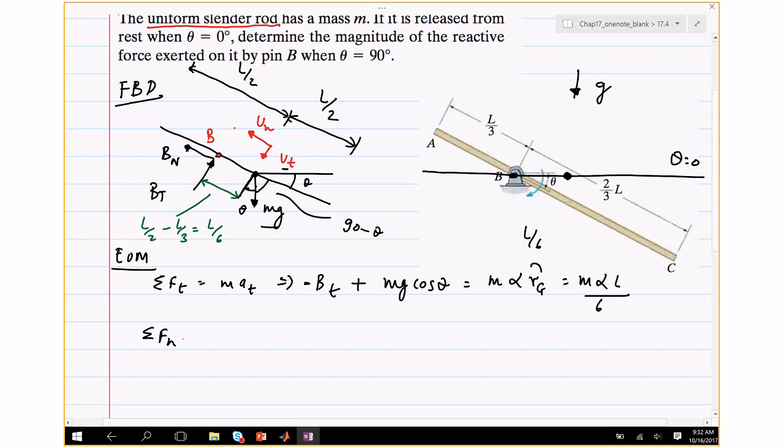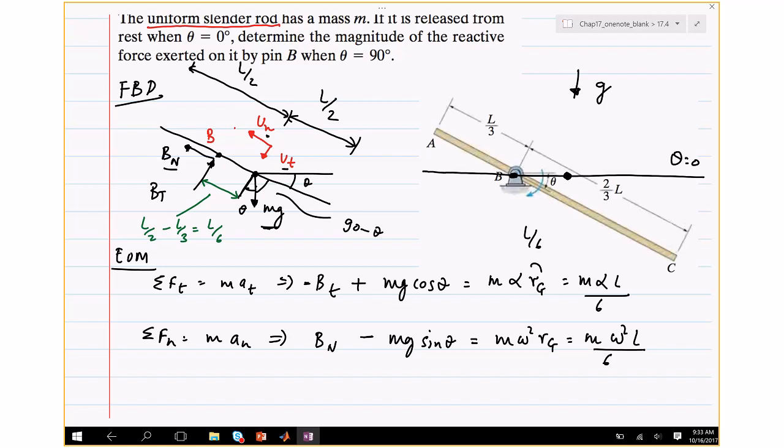Similarly, I can write Fn is m times an. So the force in the normal direction is Bn, and it's in the positive n direction. So plus Bn. Mg also has a contribution. So Mg sine of theta is going to give me the contribution due to gravity. But Mg sine theta is going to be acting in this direction, so that's going to be negative to the normal direction. So that is equal to mass times omega square rg, which is equal to m omega square L divided by 6. So in that equation again we have two unknowns. Bn is an unknown, omega is an unknown. So that equation cannot be used to solve for either of those two.